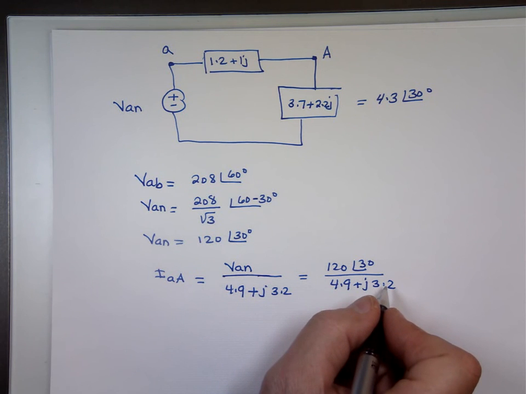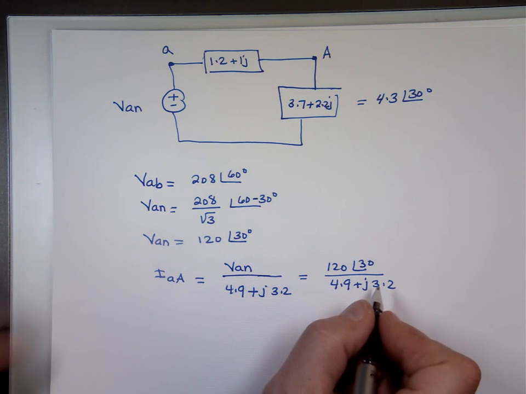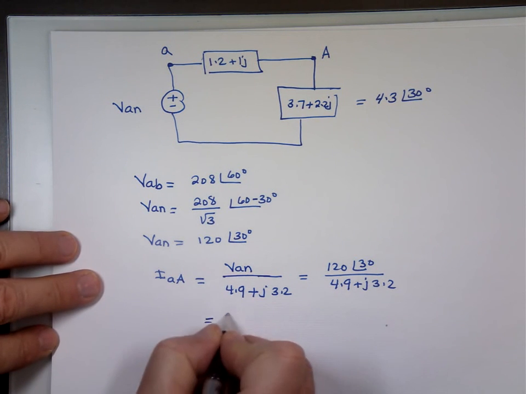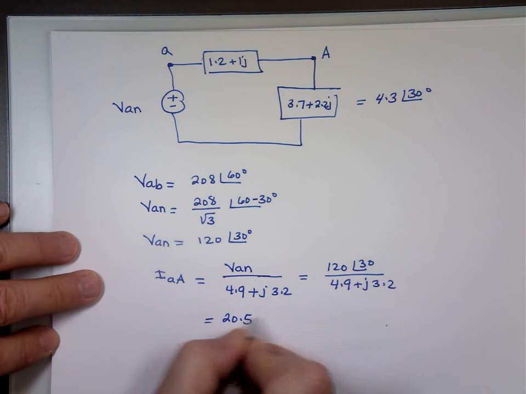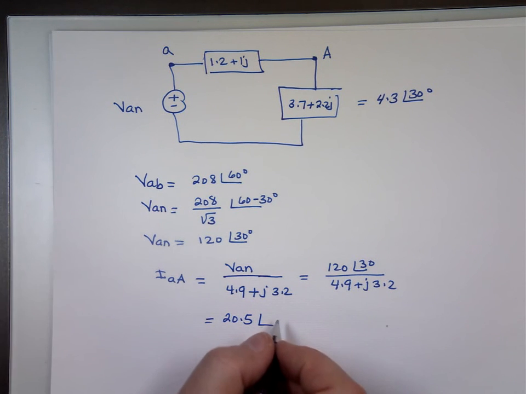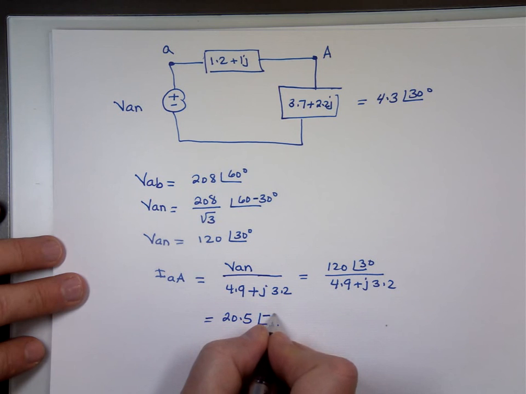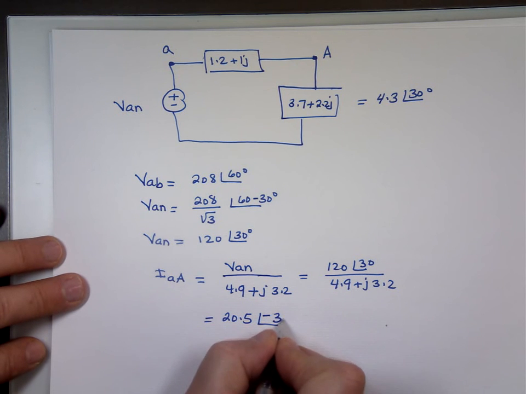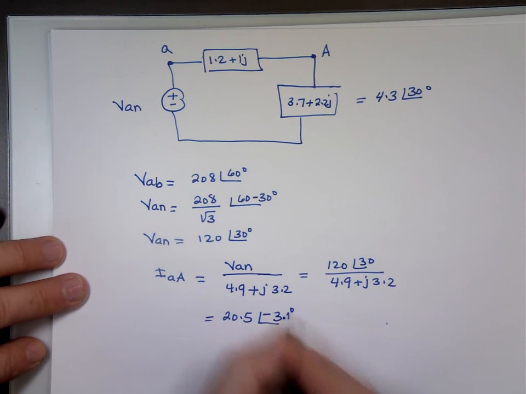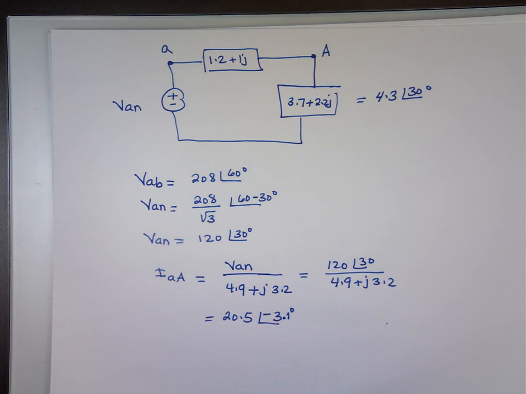20.5 angle negative 3.1. That's VAN. I mean I sub AN, not VAN. That's I sub AN.